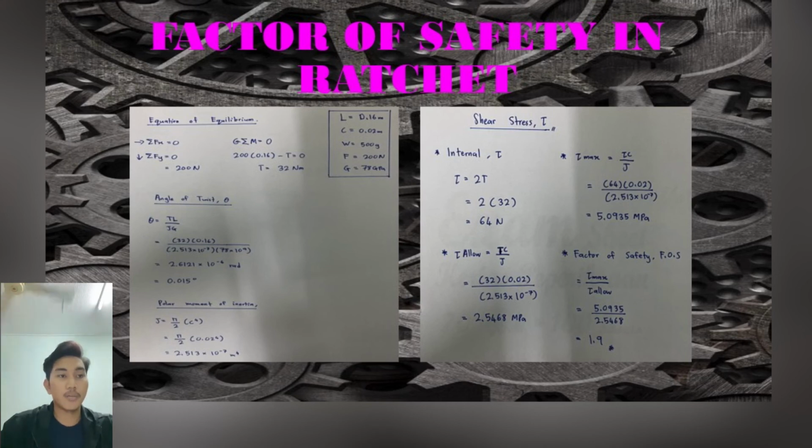So 1.9 means a factor of safety of 1.5 to 2. The application is for use with reliable material where loading and environmental conditions are not severe. So the FOS is suitable for this structure. So that's all for me.